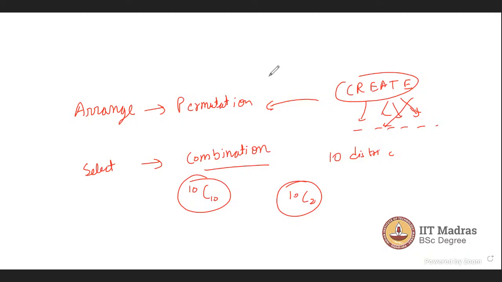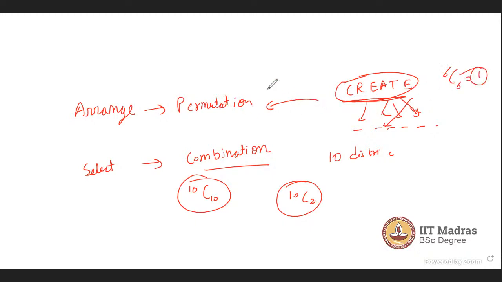Sir, in the above example, CREATE, if it asks to choose 6 letters, then it will be only one way, no? 6 letters, yeah, 6C6 is one way.